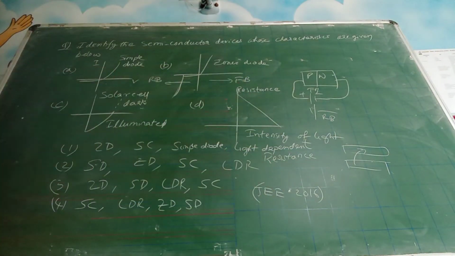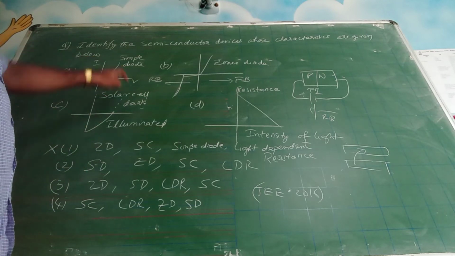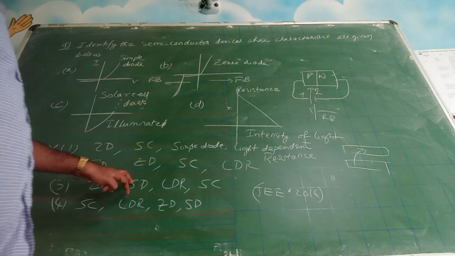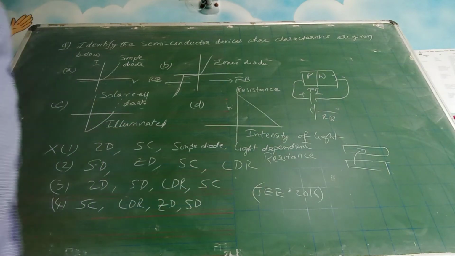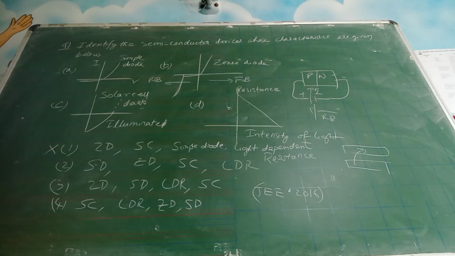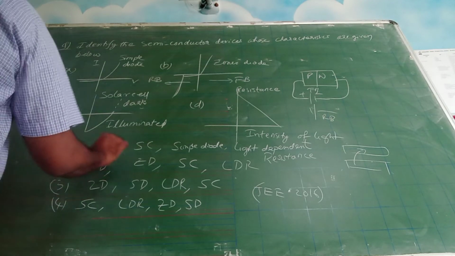Okay. So you have to just fill that. First one, he is saying, is simple diode. Second one he is saying Zener diode. Third one he is saying solar cell. And fourth one LDR. I have just written in short form light dependent resistance. Okay. So this is right.